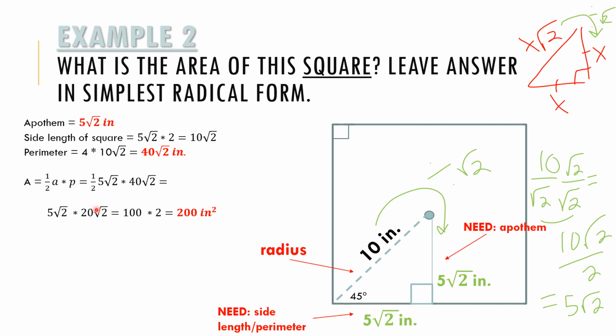So the square root of 2 times the square root of 2 is the square root of 4. Well, the square root of 4 is just 2. So I'm just going to say it's 100 times 2, and that gives me 200 inches squared. And that's how we find the area of the square.